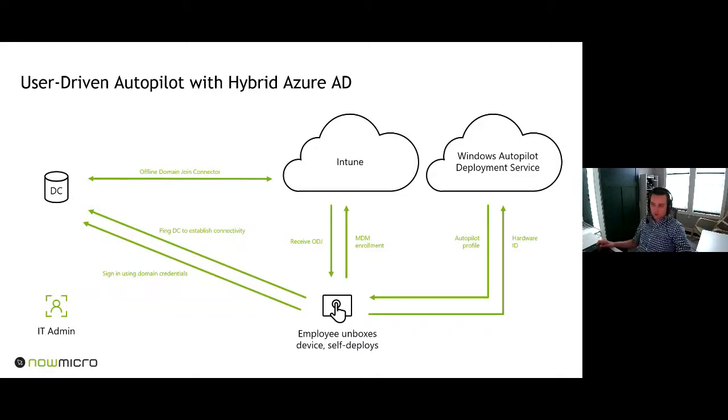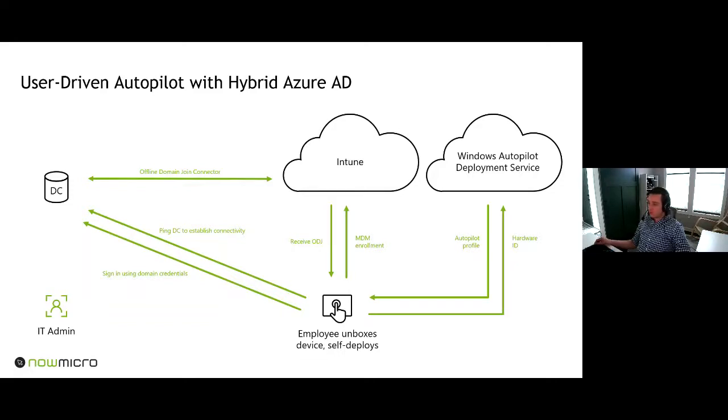However, the important thing to note in this scenario is that in order for the domain join to be successful, the device needs to be able to ping a local domain controller directly. So this means that the device, when it's going through Autopilot, would need to actually be on the same network as a domain controller. So it would need to be on-prem, where it can physically ping a domain controller.